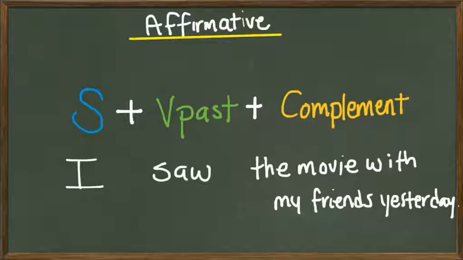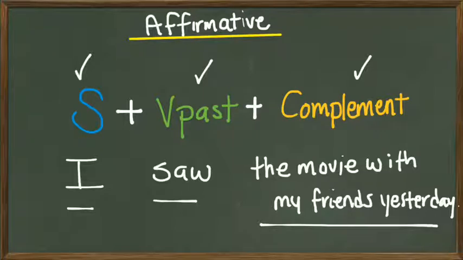Okay, let's begin with the affirmative form. We have our formula here, and it's very simple. We're going to use a subject, a verb in its past form, which is extremely important to remember, and our complement. Example: I saw the movie with my friends yesterday. As you can see, we have the subject, which can be a name or a pronoun, the verb in past, and our complement that completes our idea.